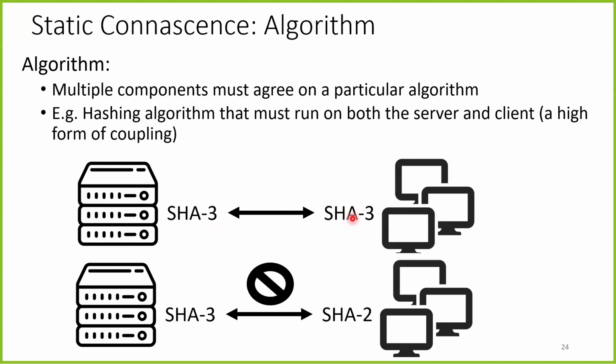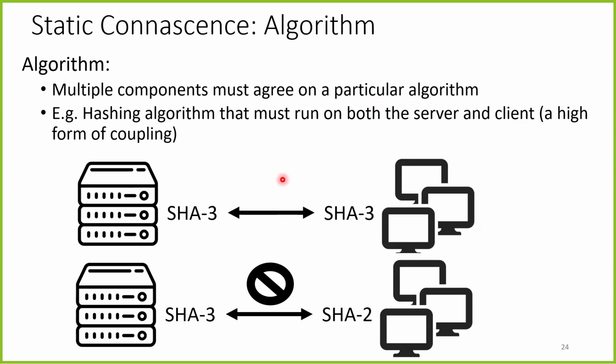So the connaissance of algorithm is that we must agree on the algorithm, the encryption algorithm, just for the example, on both sides of the communication, so that we can write in the right way and we can decipher, decrypt our data. So multiple components must agree on a particular algorithm, like a hashing algorithm.